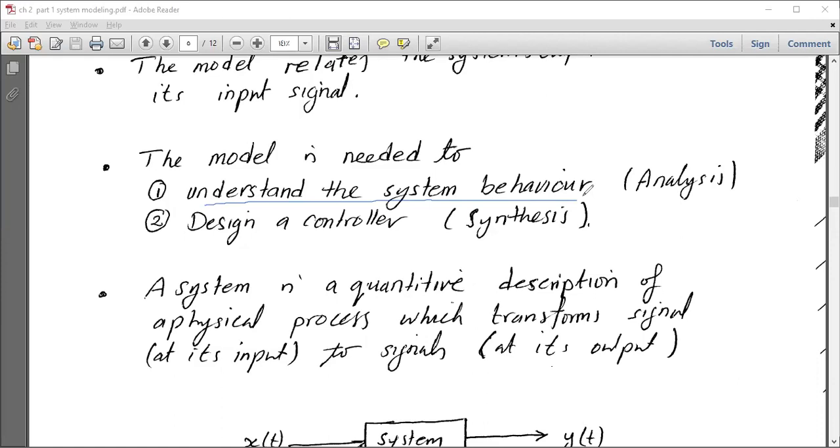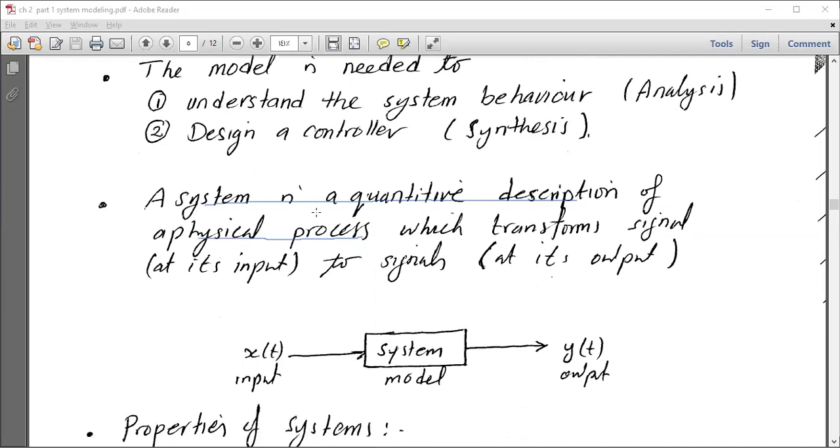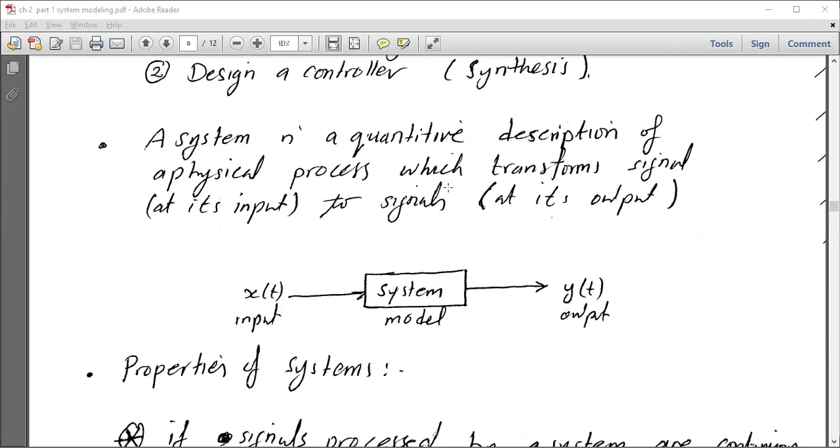The other reason is to understand whether we can design a controller or not, and how to design a controller for the system, to make sure the system is stable. For example, how to make sure the system is stable. You need to understand the behavior of the system. That's why we try to model the system.